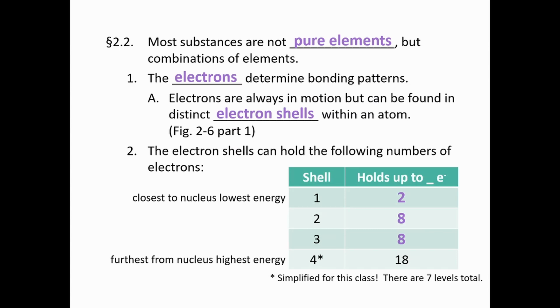Again, we're simplifying things, because if you take something like a Gen Chem class, you'll see that there's a lot more levels. There's 7 of them, and it gets more complicated on how and where these electrons are found. But we're going to keep it relatively simple when talking about the different shells: the first, closest to the nucleus, holding 2, the second and third shells holding 8 each, and then the fourth shell containing 18.